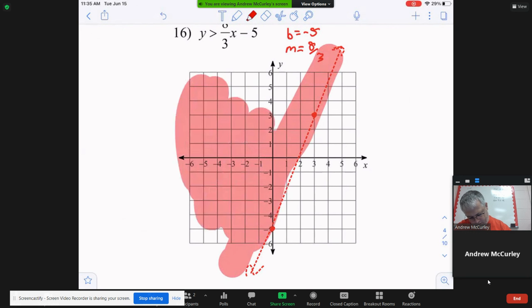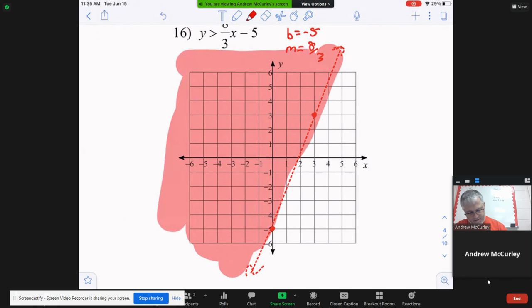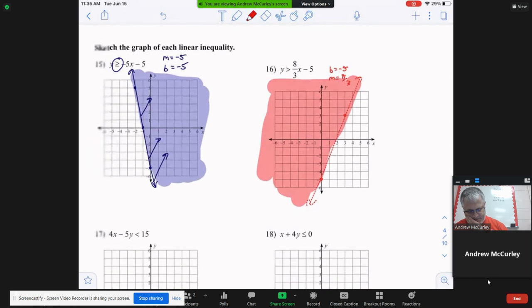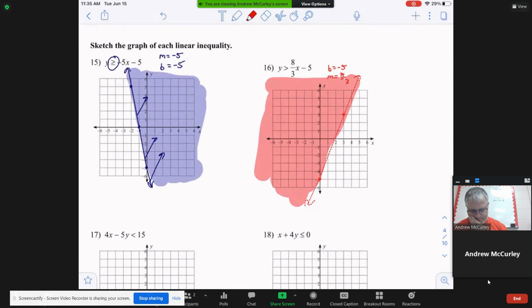I kind of went over the line a little bit, but that's okay. It's a little different: the actual graph is the answer. That's a little different thing with inequalities.